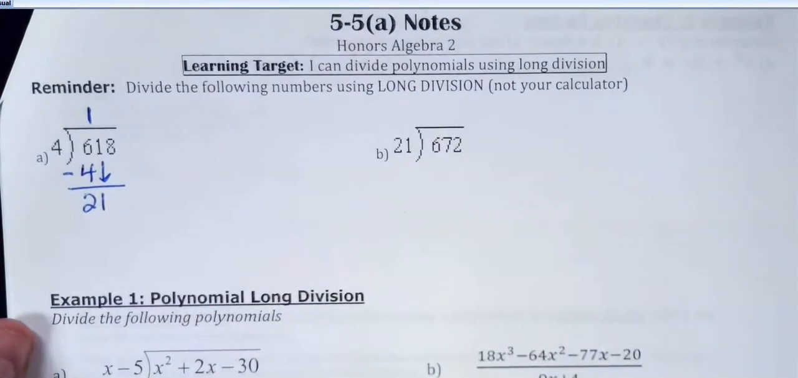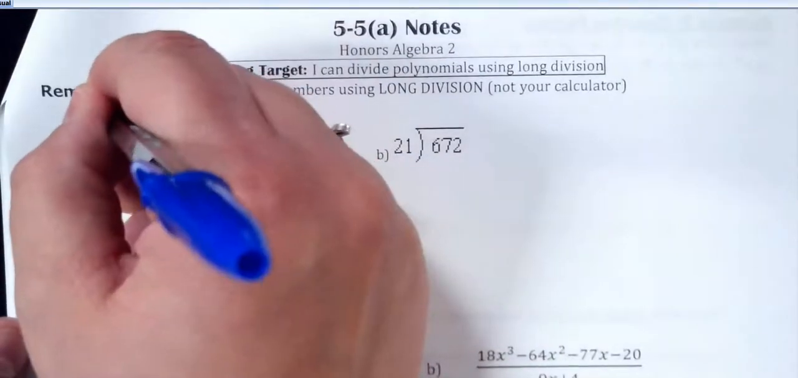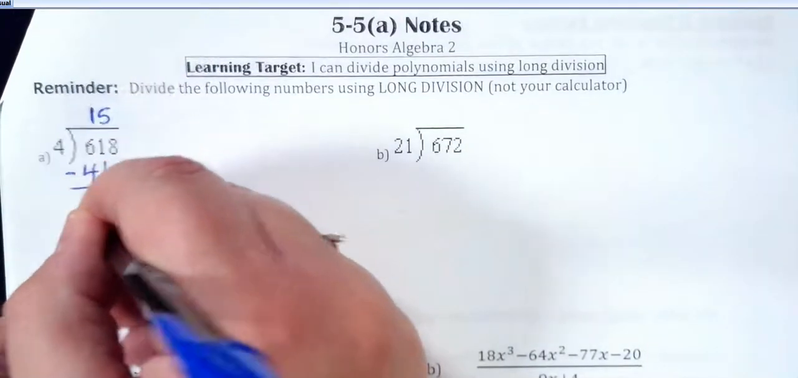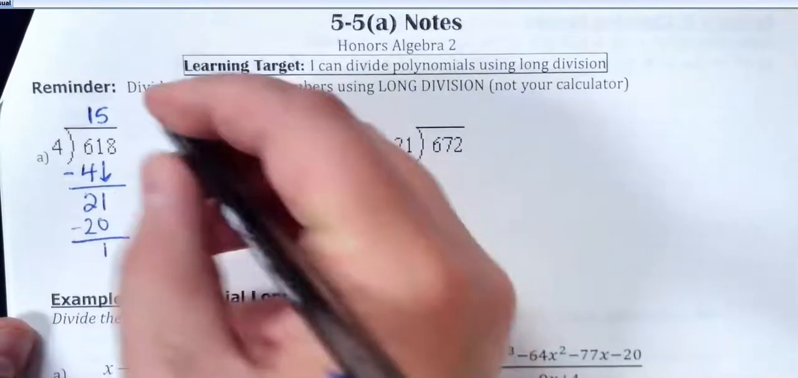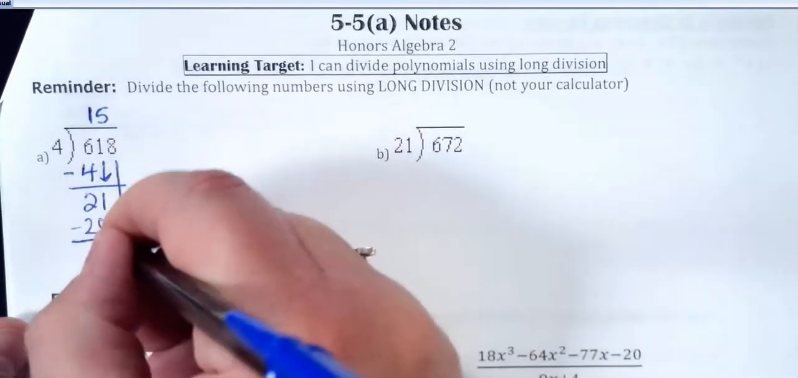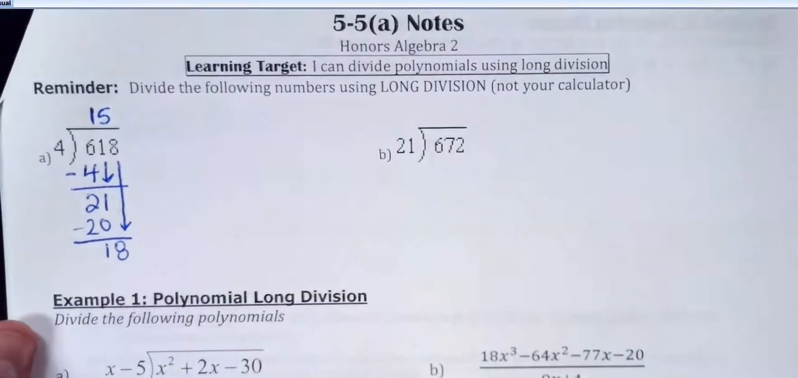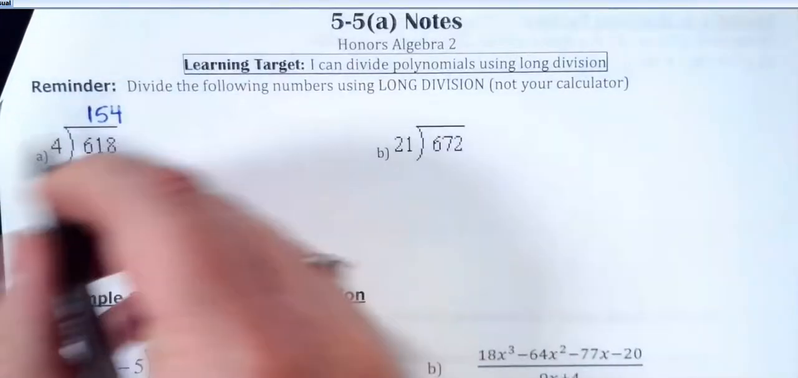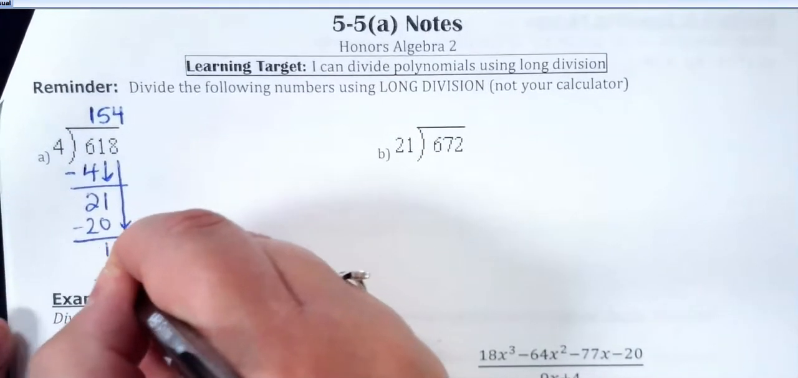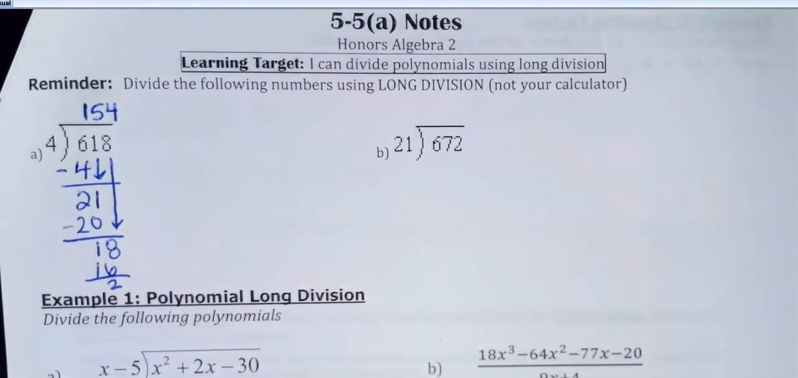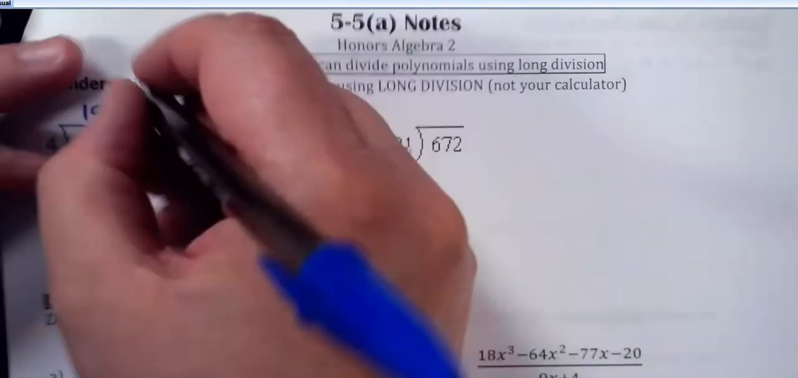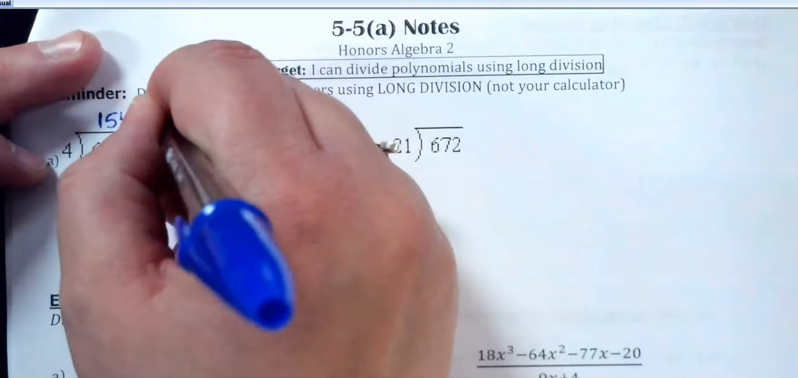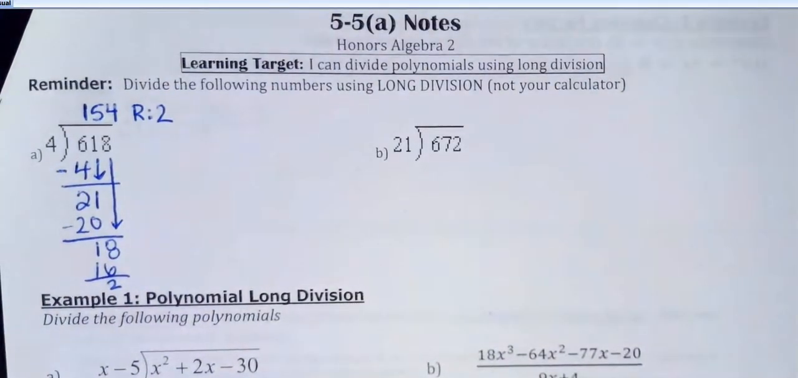So you say, okay, how many times does 4 go into 21? 5. So then I put a 5 at the top. 5 times 4 is 20. And I subtract that and I get 1. And I bring down the next number, which is 8. And then how many times does 4 go into 18? 4. And then 4 times 4 is 16. And if I subtract that, I'll get 2. Now 4 doesn't go into 2, right? So what is the 2? The remainder. Oh, you guys know this already. Okay. Remainder 2. Okay, so my answer there would be 154, remainder 2.